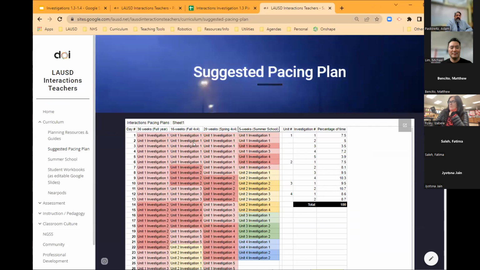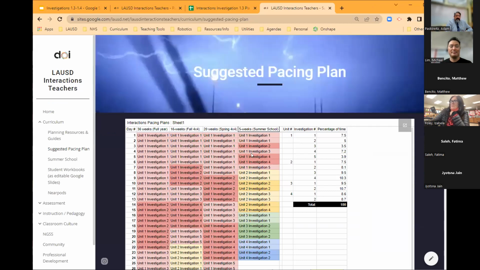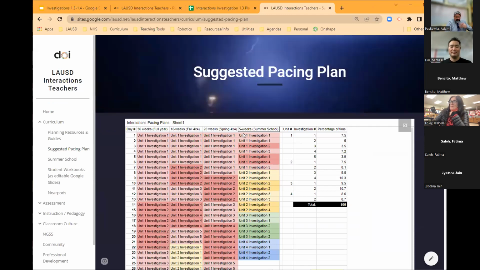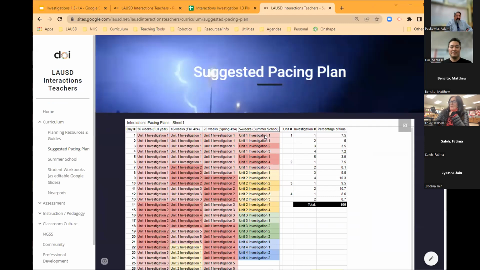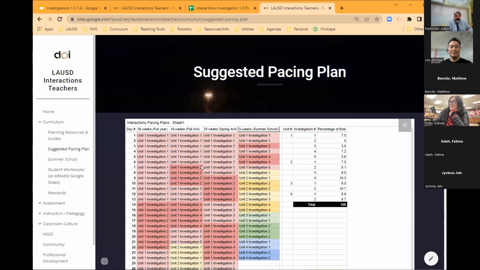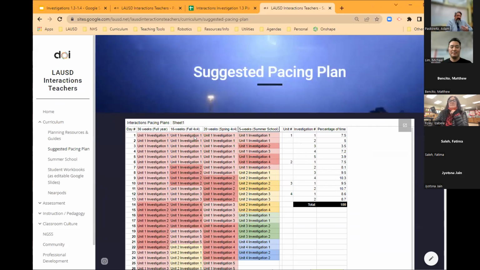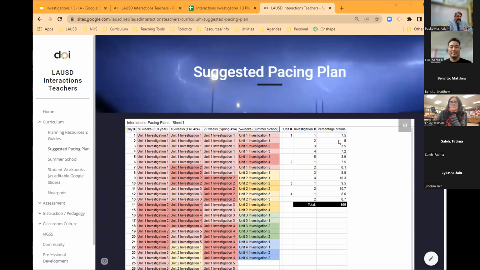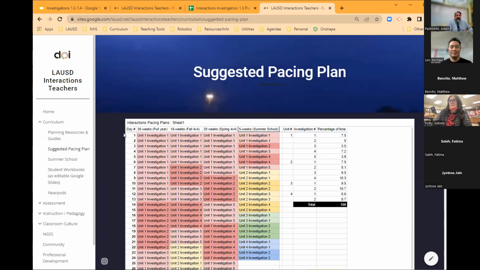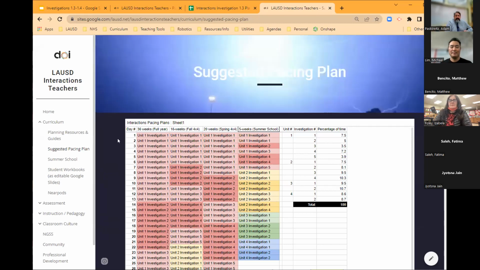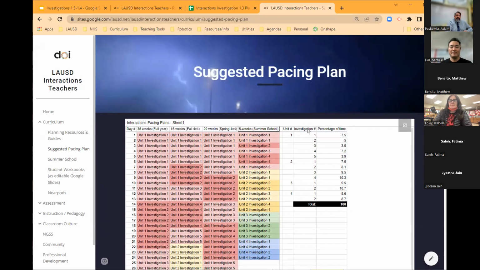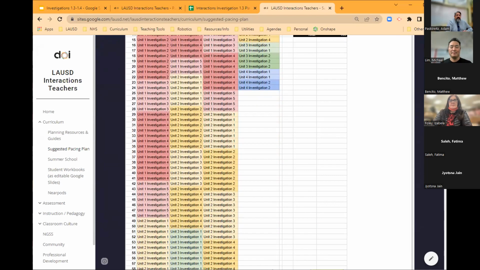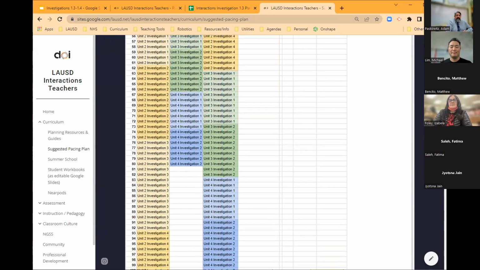So this suggested pacing plan, it's for many different schedules. This is the pacing plan you might want to follow if you want to make sure that you cover all 4 units. Most people don't cover all 4 units, but it might give you an idea of how your pace is compared to the overall pace. But I think generally speaking, it's better to go too slow than too fast. But you can see that we've broken it down by investigation.